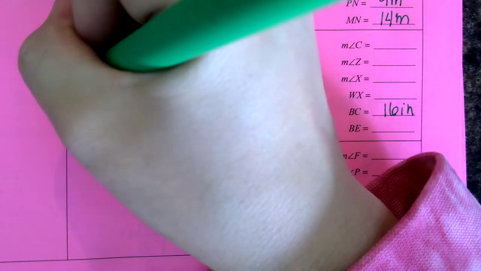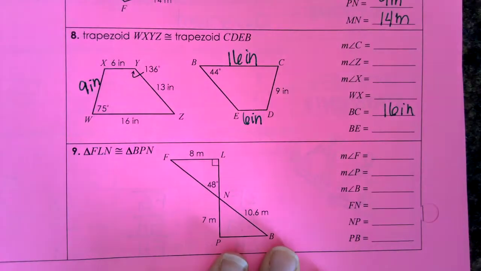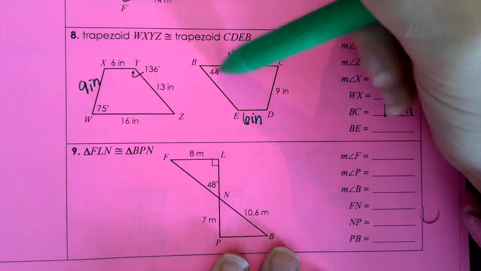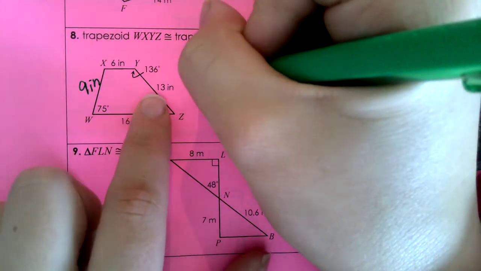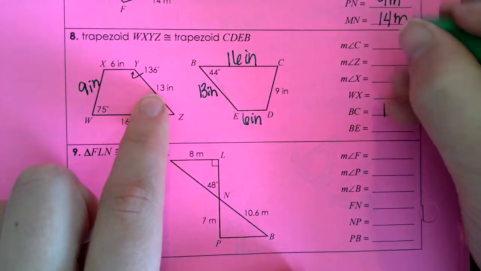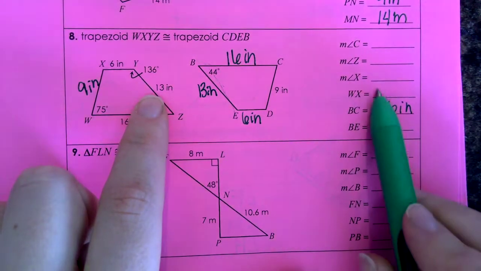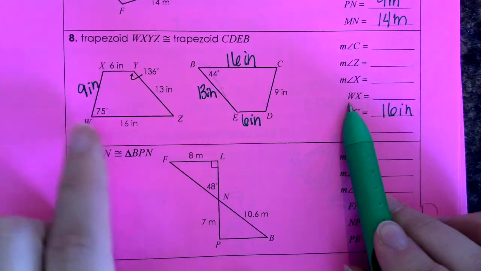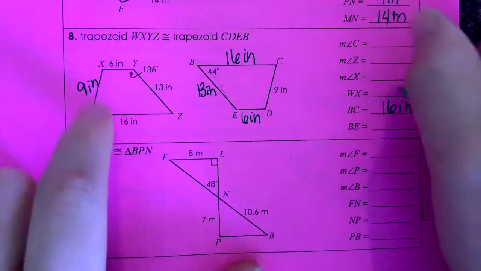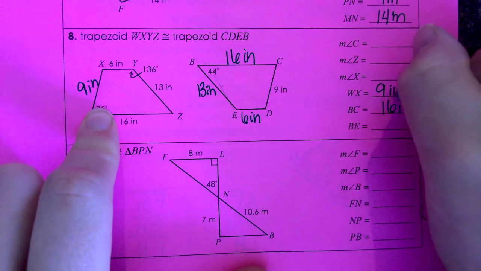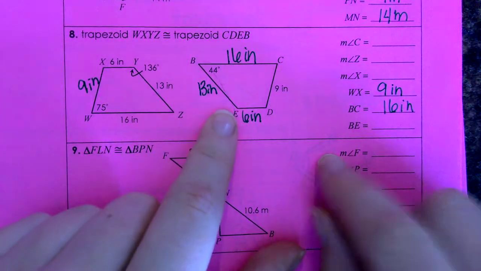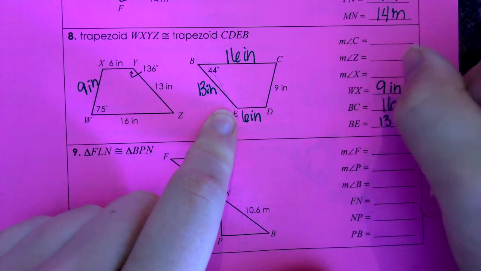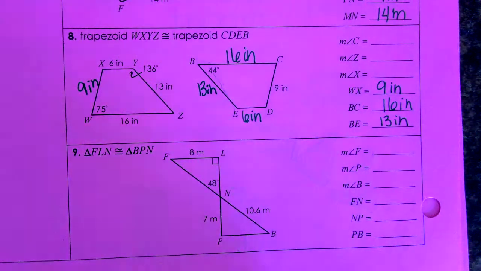So XW is also going to be 9 inches. Well, that only leaves me with one side left on here, and that'd be 13 inches, because that's the only one left on this one. So now I can go through and look at this. I wanted to know what WX was. Well, that was 9 inches long. And then I wanted to know what BE was, which I found out was 13 inches. So I lined up all my sides now and I have that all completed there.